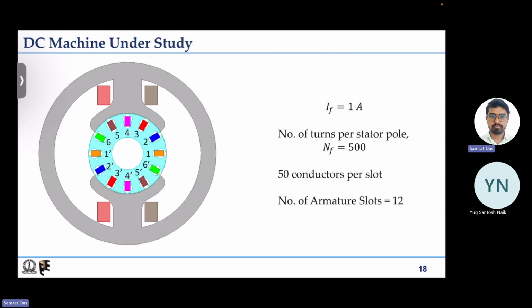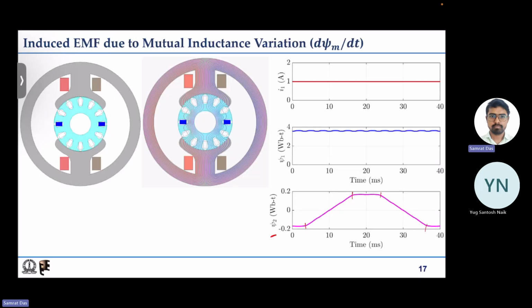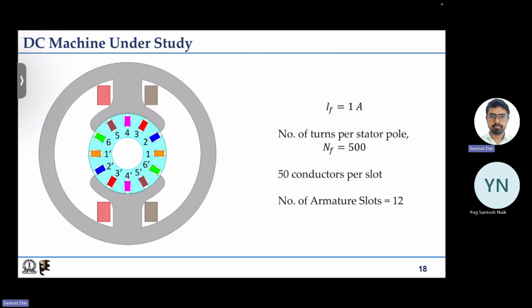And so these are the four types of induced EMFs that we have studied. The first two are statically induced EMF or transformer EMF, and the last two are dynamically induced EMF or rotational EMF.